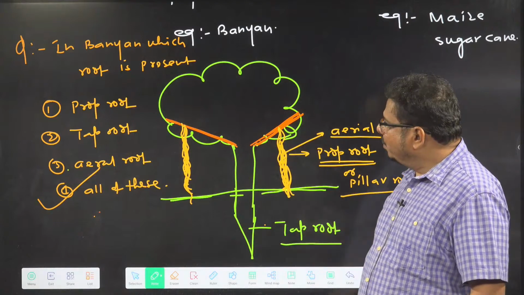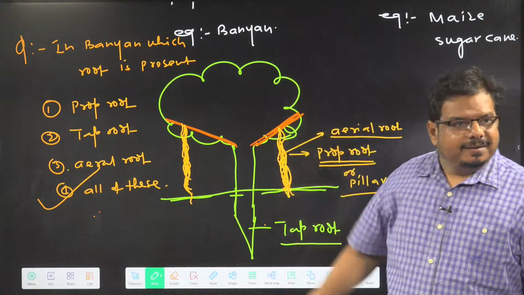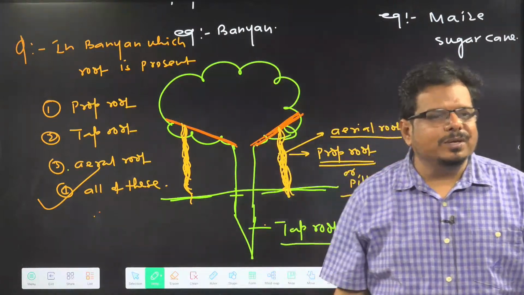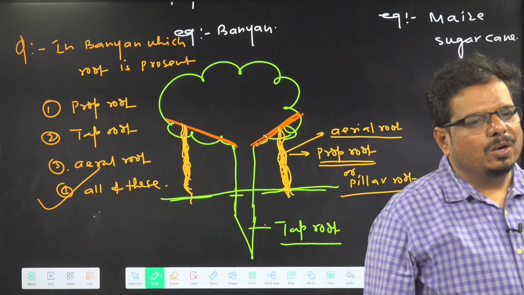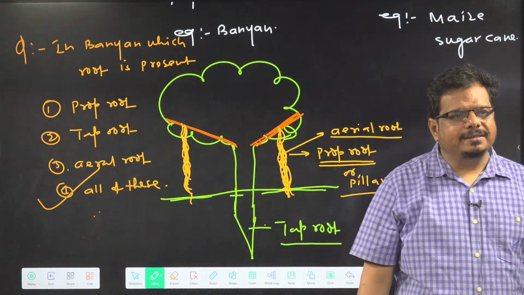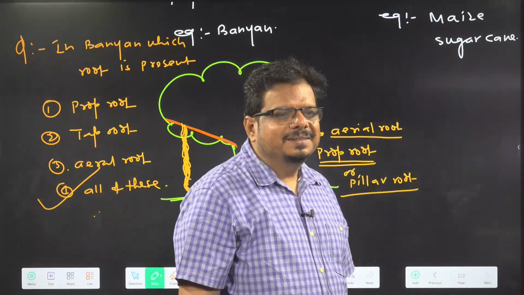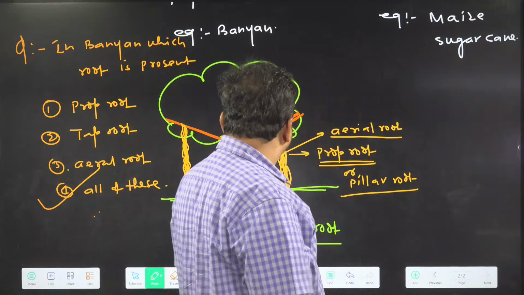Here it is a tap root. And this prop root is in air, na? It is in air, so it is an aerial root. So who is going to come as the answer? All of these is the answer. Understanding the idea, picture came in the mind. Is all right. Clarity came. Done. So this is about which one?